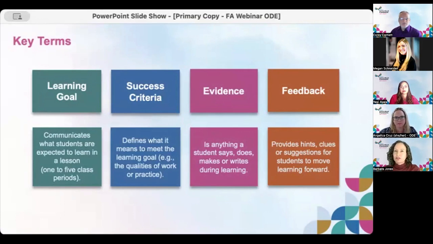Success criteria define what it means to meet the learning goal, such as the qualities of work or the skills that students are demonstrating. And evidence is anything a student says, does, makes, or writes during the learning, anything that is observable, audible. And feedback is pretty self-explanatory, but we're talking about it as the type of hints, clues, or suggestions that teachers or peers can give students to help move that learning forward. Next slide.